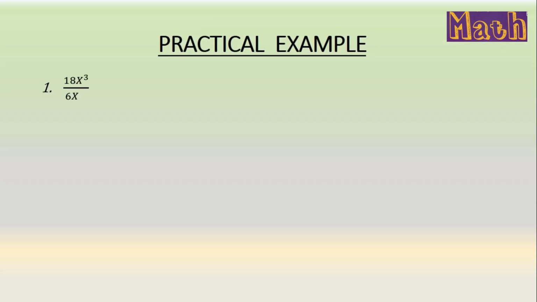Now, we can apply the rules of indices to solve this algebraic fraction, and also the application of the highest common factor to solve this algebraic expression. Now, I have 18 and 6. I'll look for factors. And note, the factor is the highest common factor that can divide 18 and 6. The highest common factor that can divide 18 and 6 is 6.